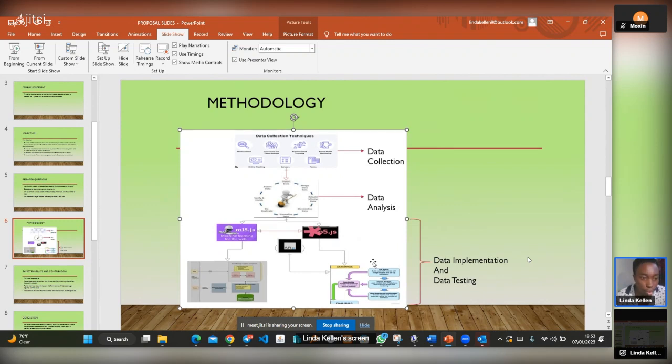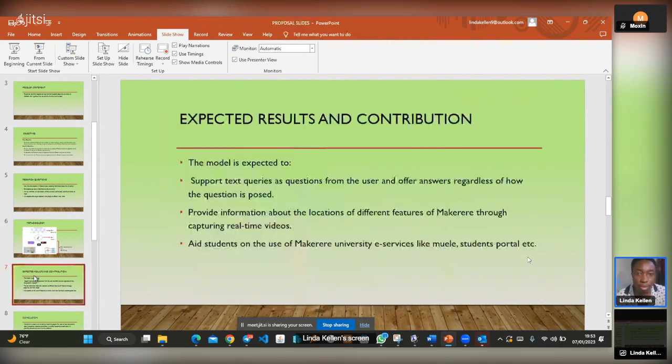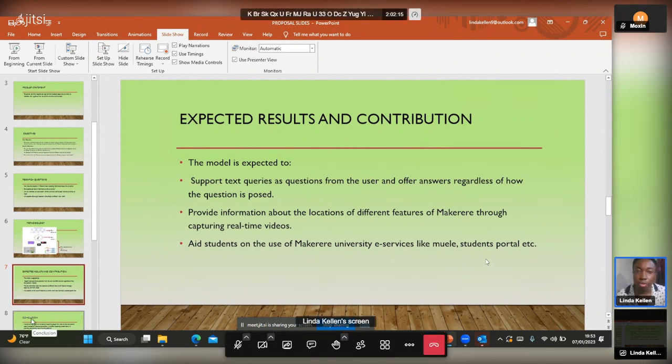So what we expect to accomplish, or the expected results, are: the model is expected to support text queries from the users, as well as a speech to text option, provide information about different resources on Makerere and different locations of different offices, aid the students on how to use e-services such as Muwele, the students portal, and so on and so forth. So this was Agava Samuel presenting the methodology and the expected results. I pass the conclusion on to my colleague.